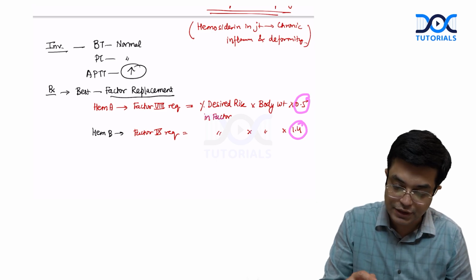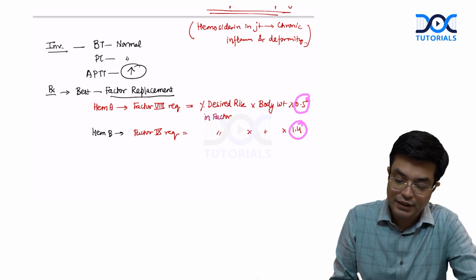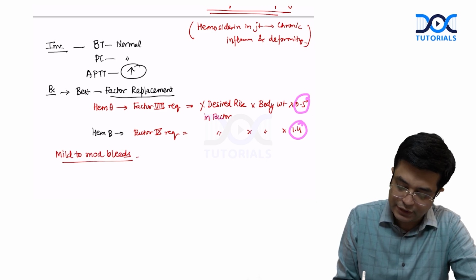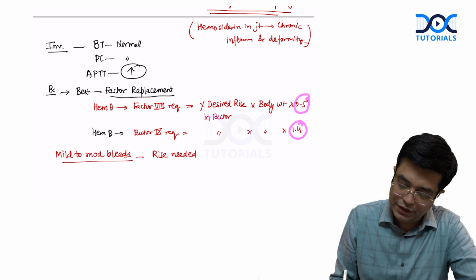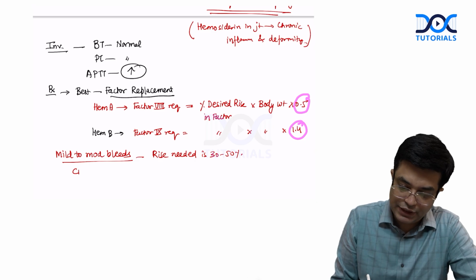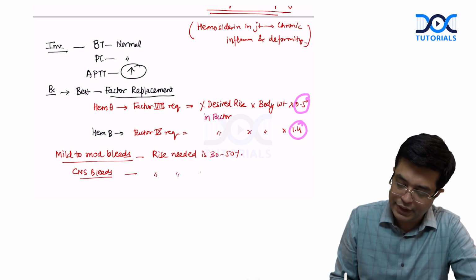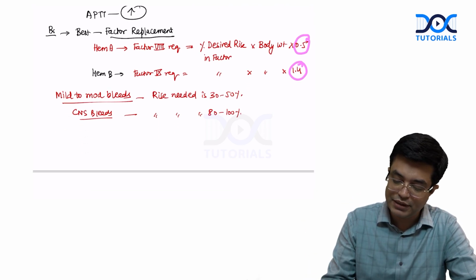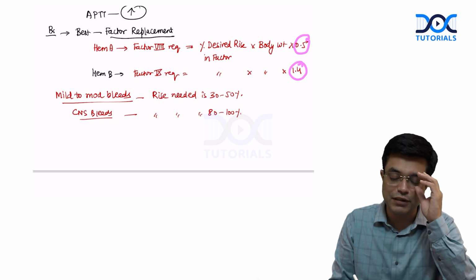And how much desired rise will be needed? If it is mild to moderate bleeds, the rise needed is between 30 to 50% of the total levels of the factor. But in case of CNS bleeds, you want to have 80 to 100%. So this is how you are going to calculate how much factor is needed. But the problem is that factors are costly and they're not always available.